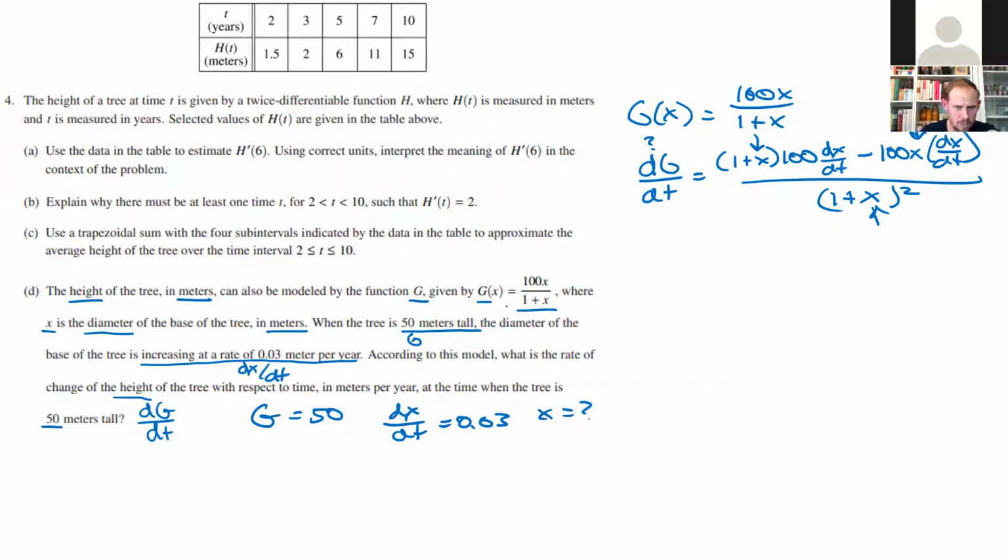Well, they told you g is 50, and here's another formula that involves g and x. So 50 equals 100x over 1 plus x. Now we want to try and solve that, so we're just going to multiply this up. 50 times 1 plus x equals 100x. Distribute the 50.